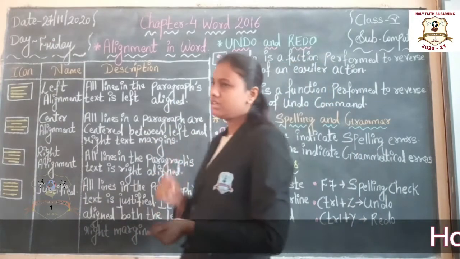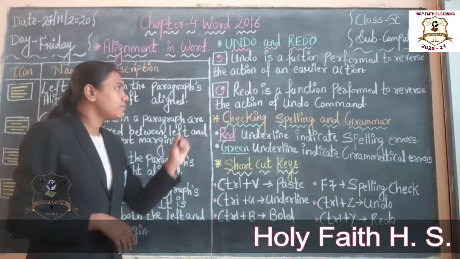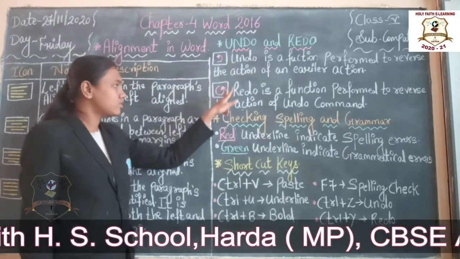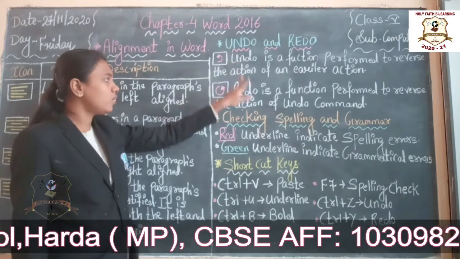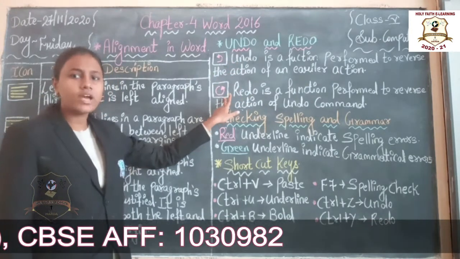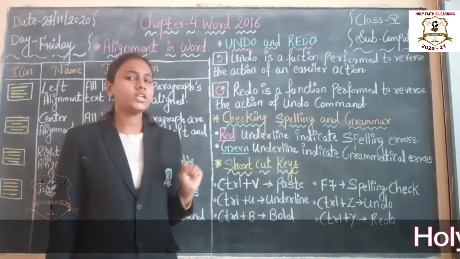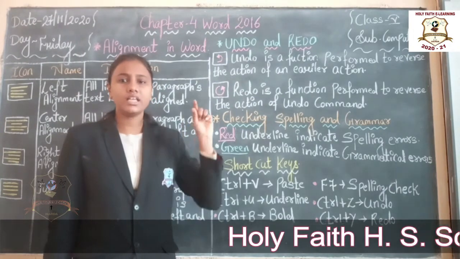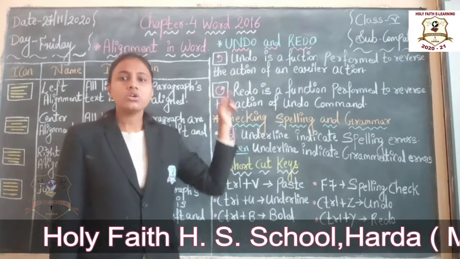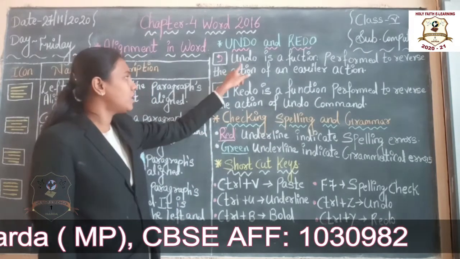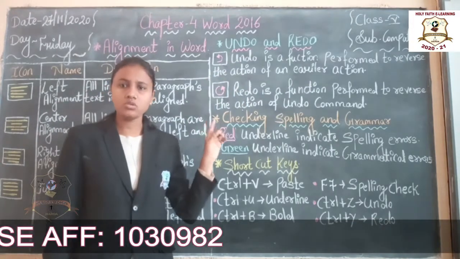Clear? Yes. Now let's see about undo and redo. You can see these icons. This is the icon of undo and this is the icon of redo. Where can you find the undo and redo buttons in the computer? You can find them at the top of the screen in the corner, in the quick access toolbar.